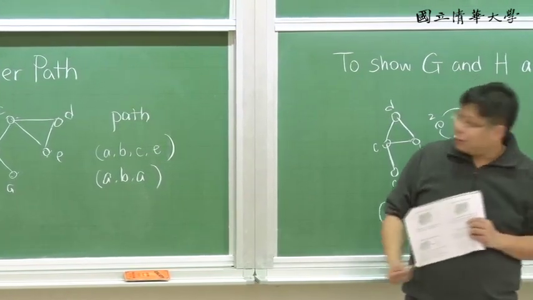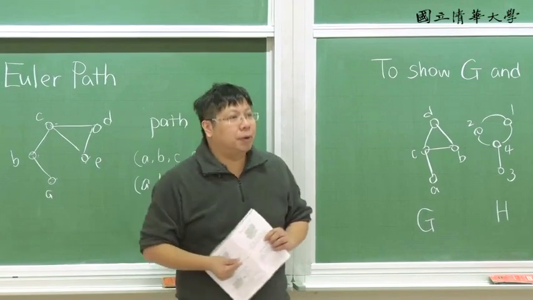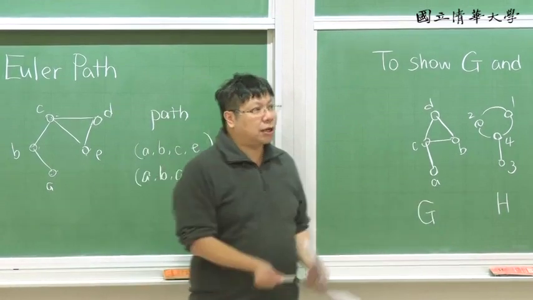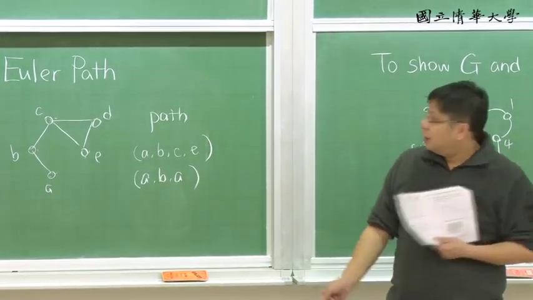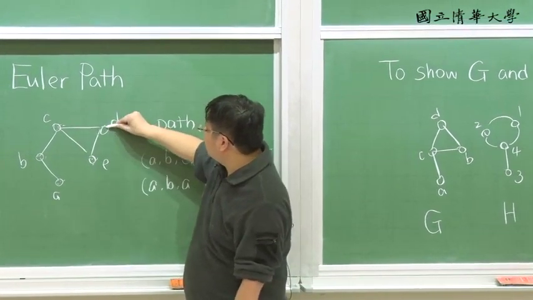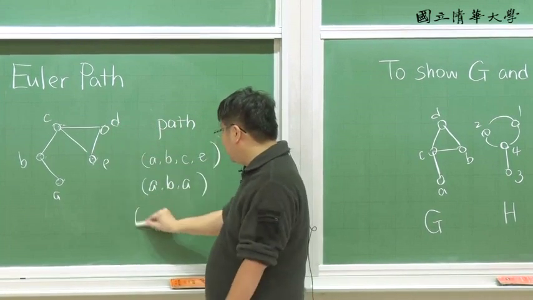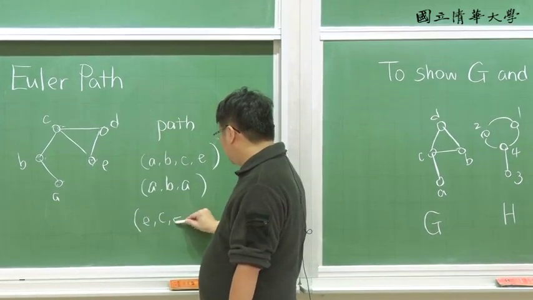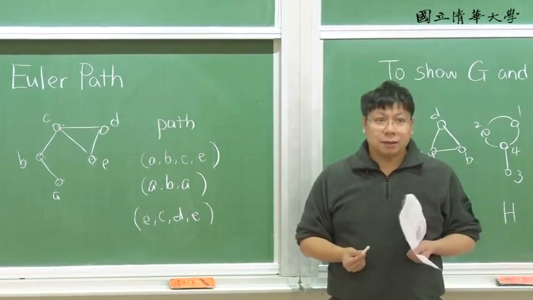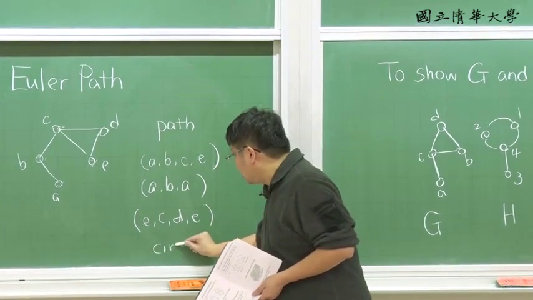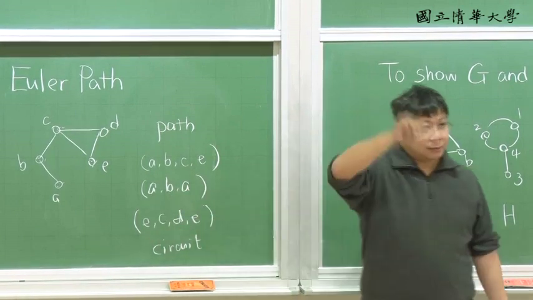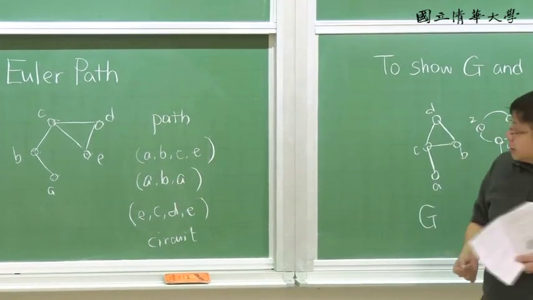But for some paths, you don't repeat the vertices. We call it a simple path. And some paths, in general, may repeat vertices. We call it a general path. There is a special kind of path that goes back to itself. If you start at E, C, D, E, it goes back to itself. Then it is called a circuit. ABA is also a circuit. And then we can talk about a simple circuit.